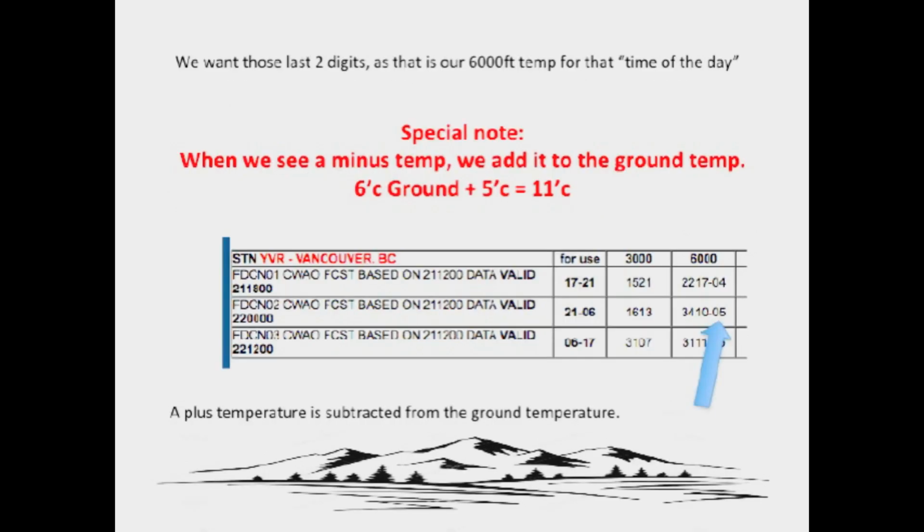Now we're going to look at the last two digits on that line, and you can see that it says -5. So that means it's in the negative temperatures. We need the total distance from the ground temperature to the 6,000 foot temperature, so we're actually going to add this number to the ground temperature. It's also important that you notice that I'm referencing the 6,000 foot heading and I'm taking the information under that. If this number was not a minus number, we would subtract it. In this case, we're going to add it because it is a minus temperature. So there you go, 6 plus 5 is an 11-degree difference.